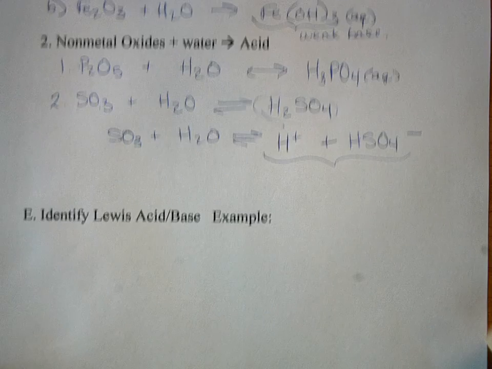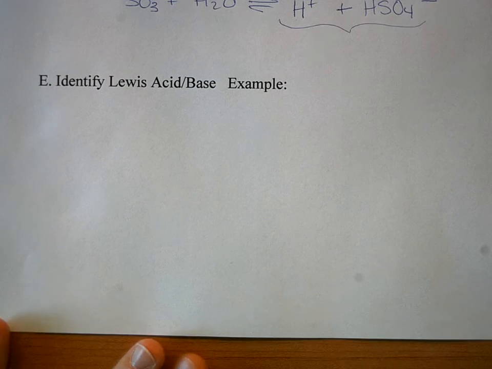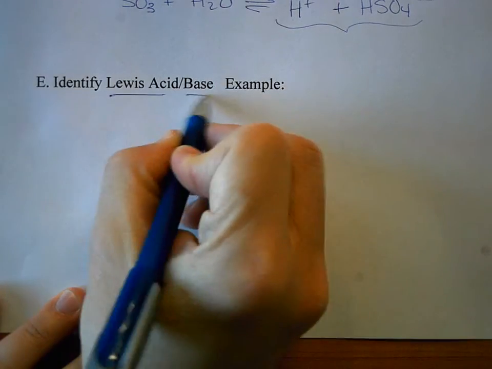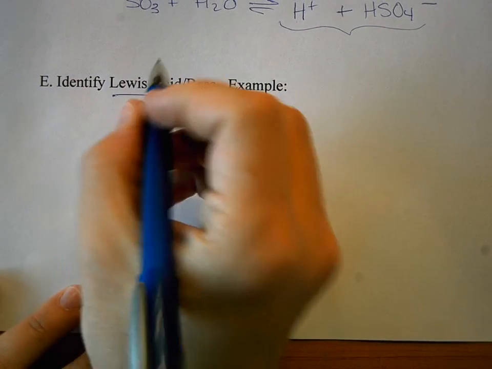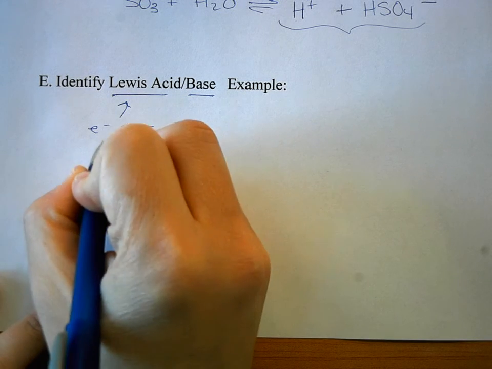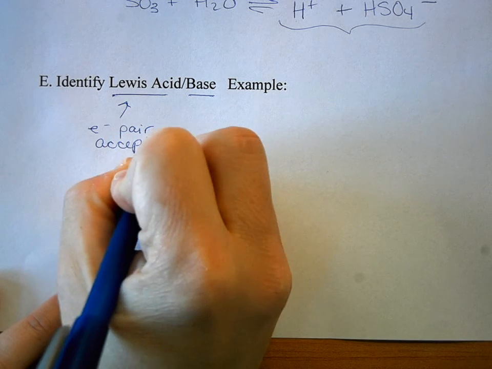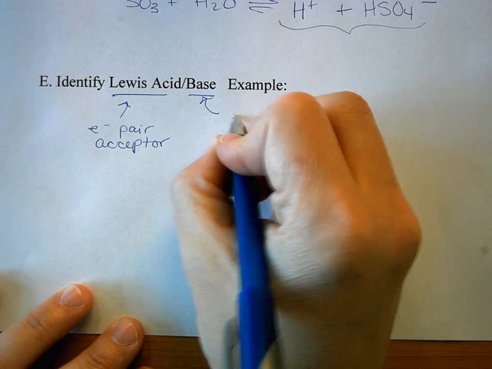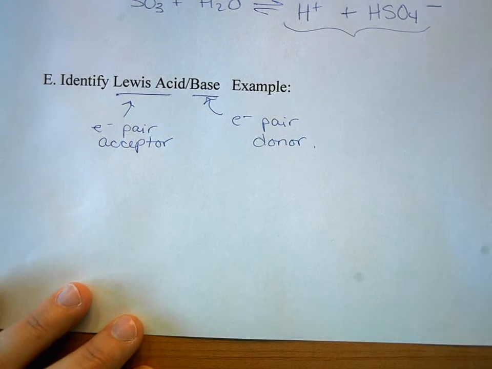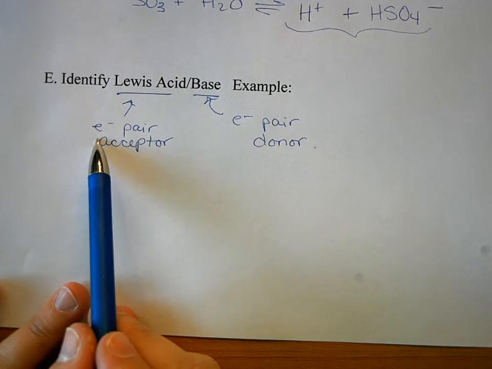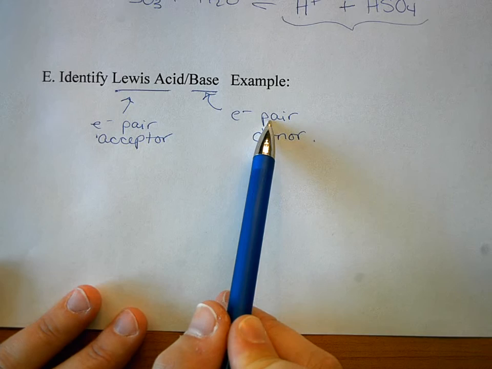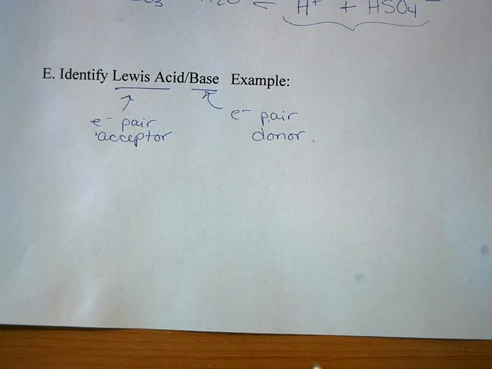Okay, and really quickly, Lewis acid bases. Just real quick, you have to be able to identify, given an equation, which one is which. So Lewis acids are the electron pair acceptors. Lewis bases are the electron pair donors. So you just have to identify which one needs electrons, and it'll be the electron pair acceptor, which one has extra pairs of electrons to donate, and then that'll be the donor.